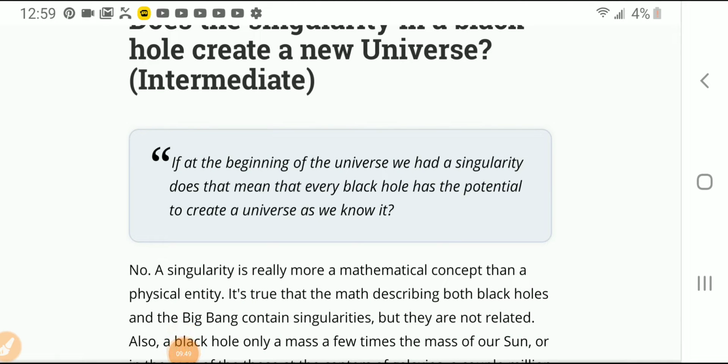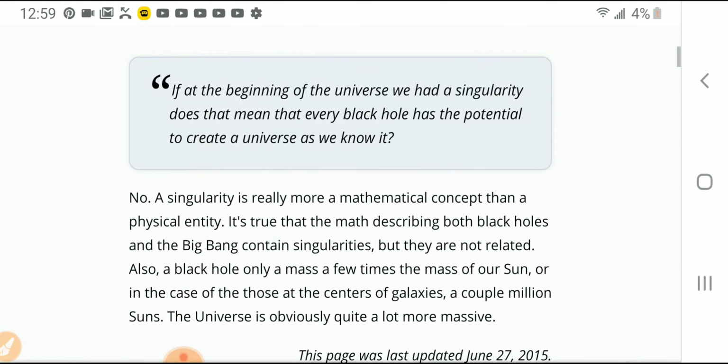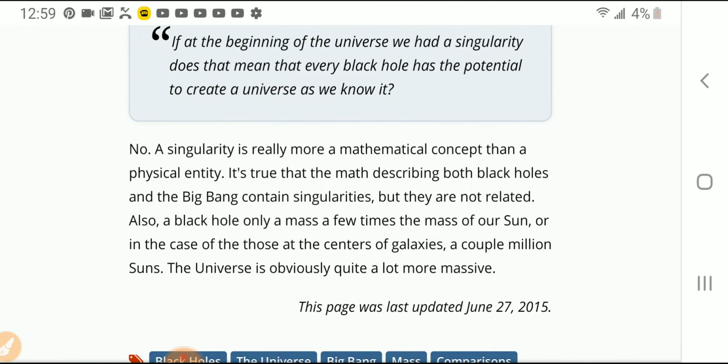If at the beginning of the universe we had a singularity, does that mean that every black hole has the potential to create a universe as we know it? A singularity is really more a mathematical concept than a physical entity. It's true that the math describing both black holes and the Big Bang contains singularities, but they are not related. Also, a black hole only has a mass of a few times the mass of our sun, or in the case of those at the centers of galaxies, a couple million suns. The universe is obviously quite a lot more massive.